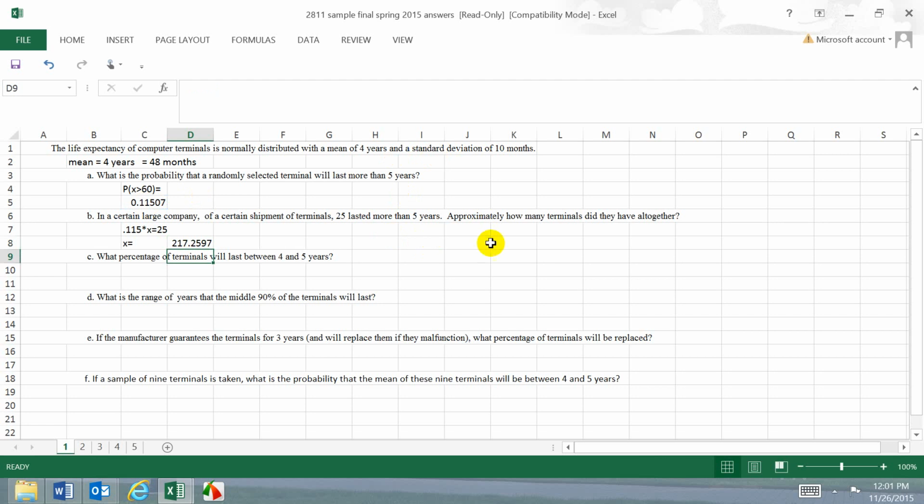C. What percentage of terminals will last between 4 and 5 years? Again, so now we're talking again about the norm dist. 4 and 5 years is 48 months to 60 months. So we've got the probability that x is between 48 months and 60 months.